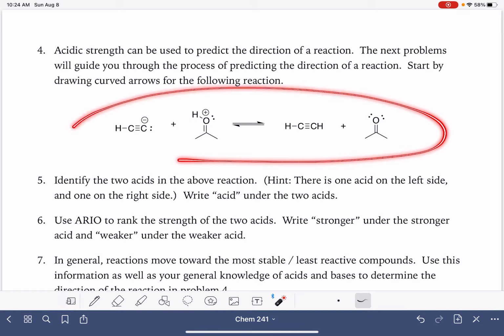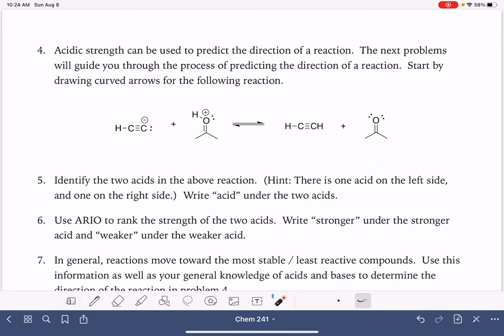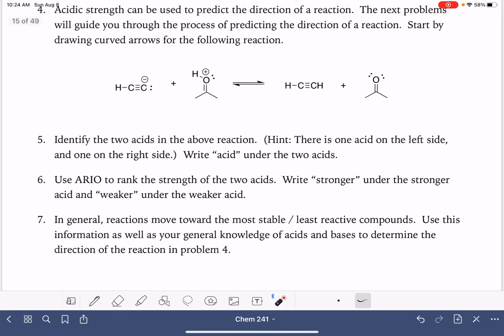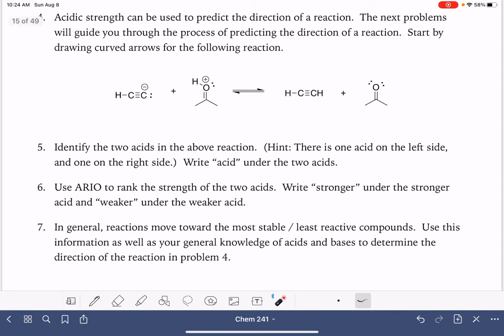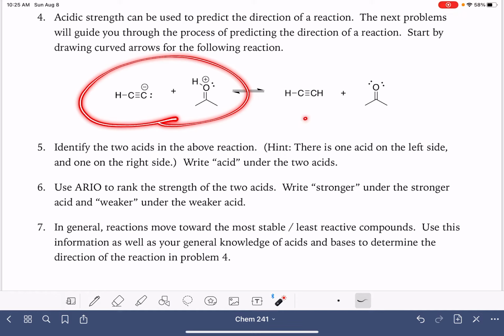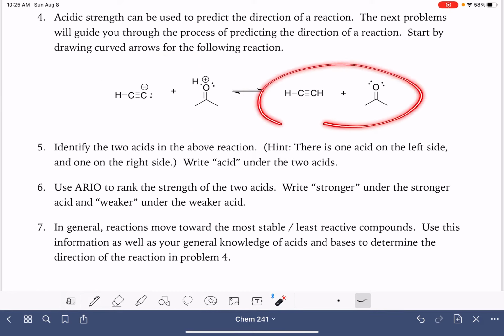So here is an example of how we could use ARIO to help us predict the direction of this reaction. The first thing that we want to do is identify the two acids in the reaction. There's going to be one acid on the left and one acid on the right. This is just regular acid-base chemistry. In regular acid-base chemistry, you have an acid reacting with a base to produce a conjugate acid and a conjugate base. It's impossible to have an acid reacting with an acid or a base reacting with a base. It just never works that way. So looking at these two, we have to decide which one of these is the acid, and then of these two, which one of these is the acid.